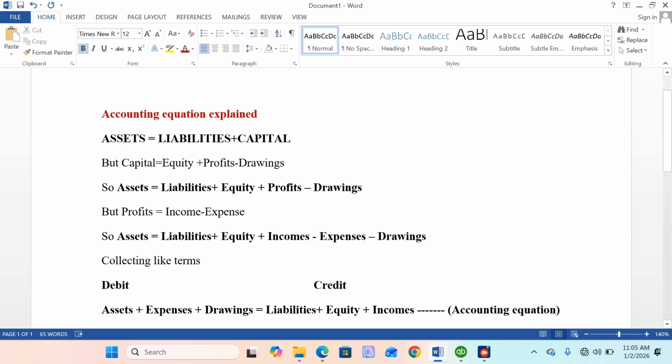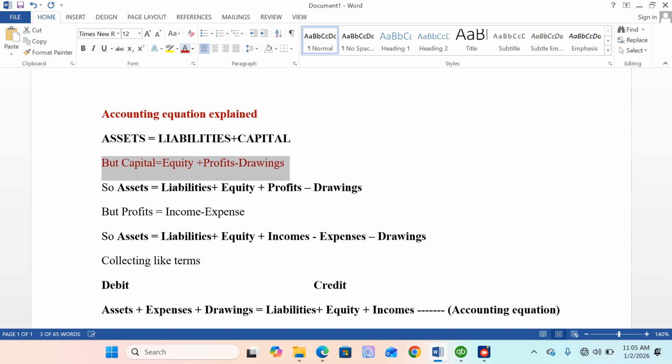It begins with this equation: assets is equal to liabilities plus capital. But then we shall expand it a bit. We are now deriving it from first principles. But what is capital? We are going to expand capital a bit. Capital is equal to equity plus profits minus drawings.